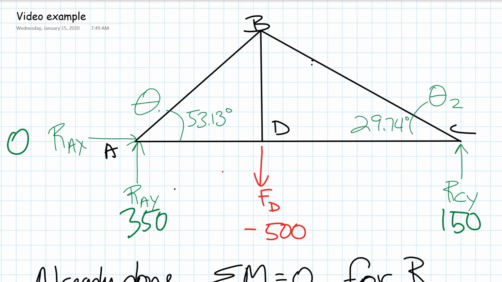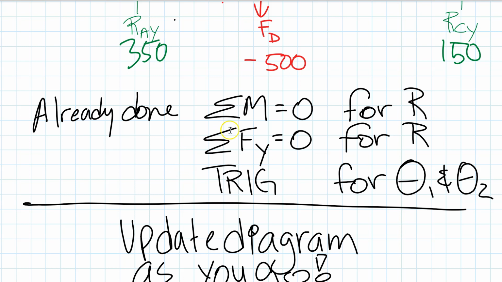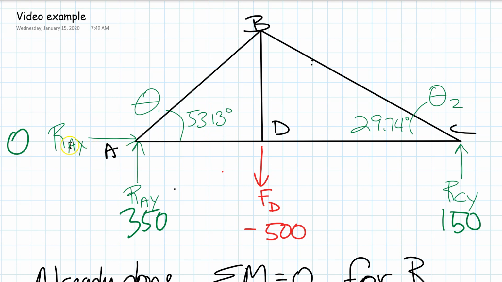Hello, this is Mr. Huff, and let's take a look at what we are doing in Principles of Engineering, looking at this truss. The key is to understand that we have already solved, using the moments and the sum of the forces in Y, and some trig, the reaction force at point A in the X direction and in the Y direction. All of these are in pounds. We also have the reaction force at point C in the Y direction, and we've calculated the angles here and here.